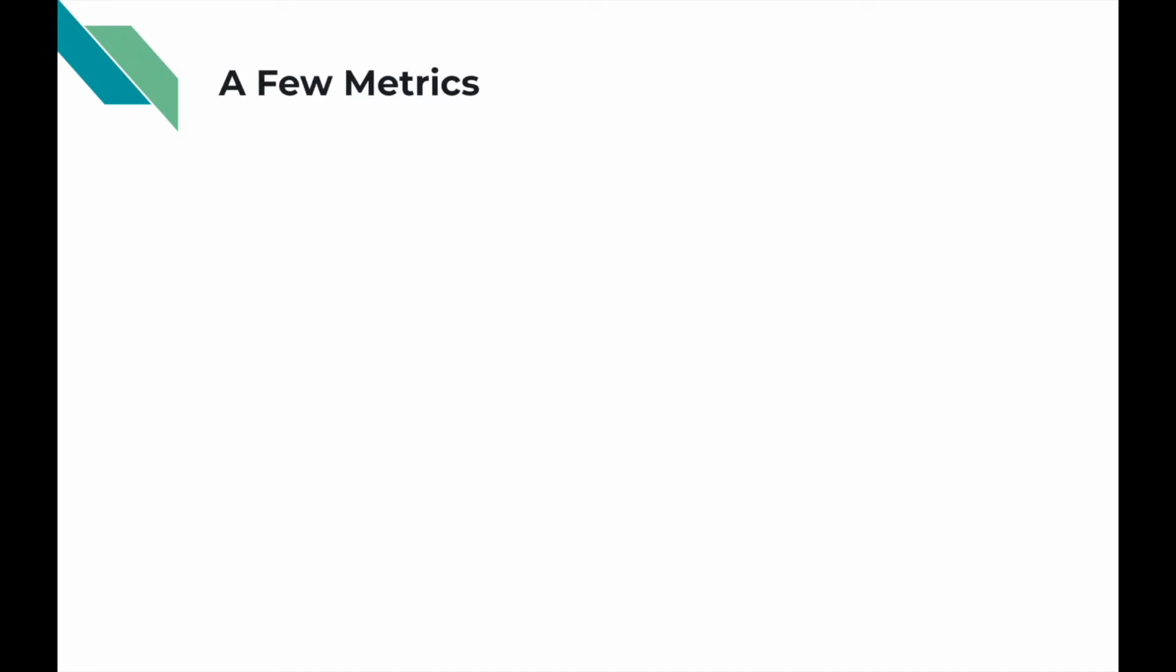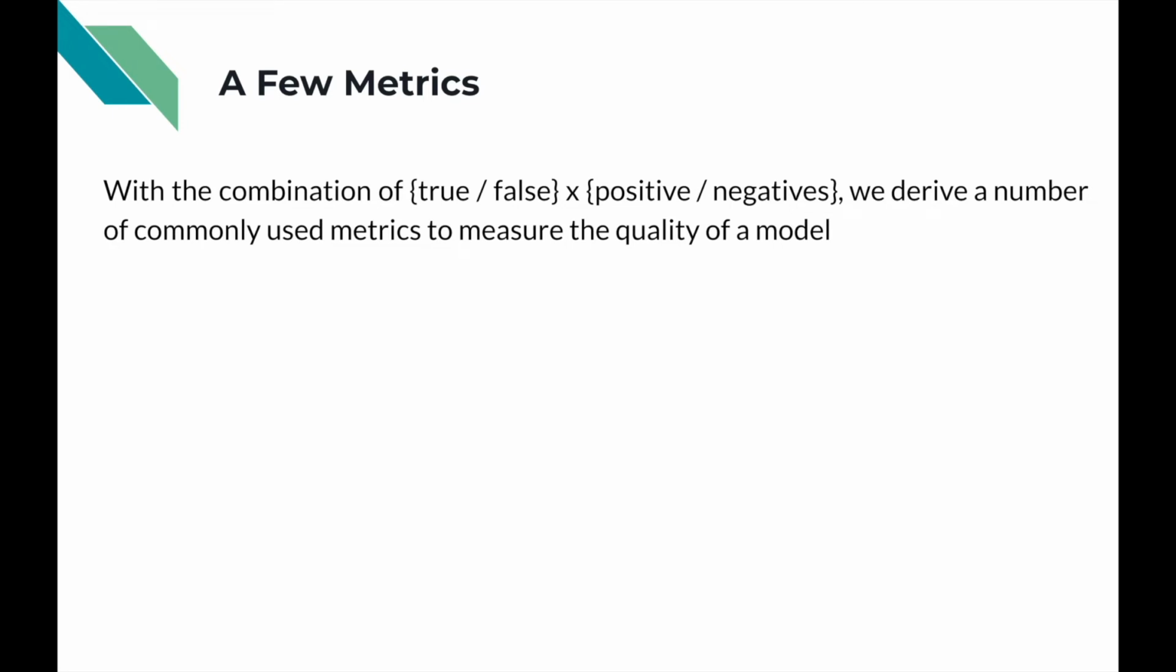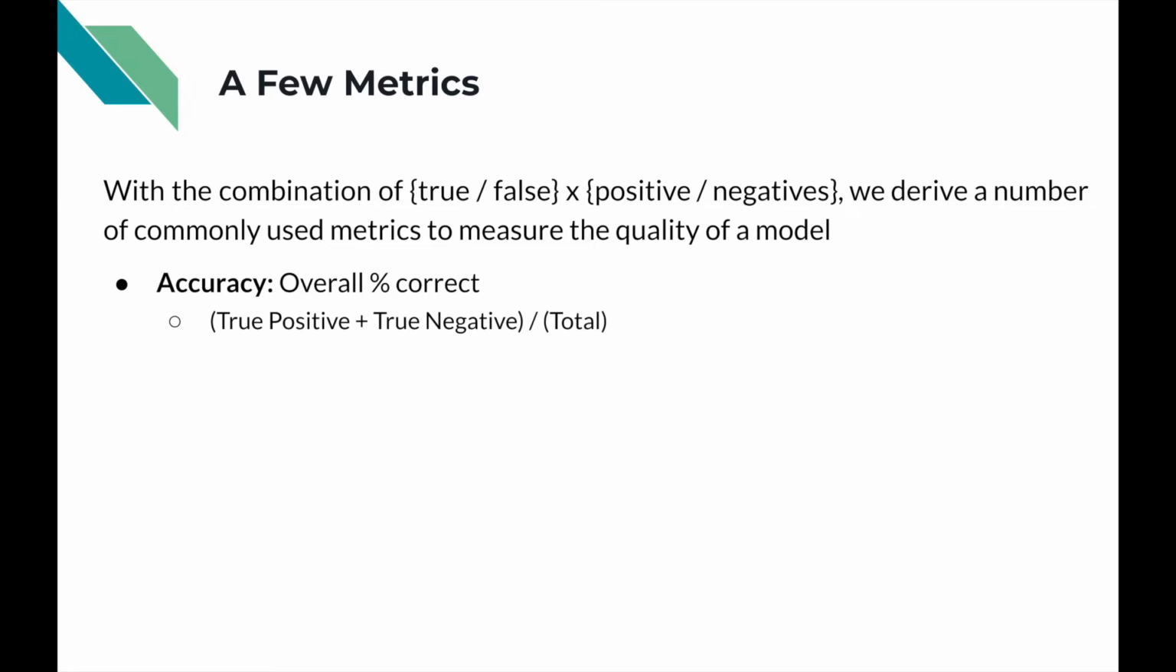When you combine those 4 possible outcomes into ratios, we can derive a number of metrics that range from 0 to 1, where 1 is the best quality model for that particular dimension. The most basic is accuracy, which is the overall percentage correct. The number of true positives can be added to the number of true negatives, and we just take a look at that as a ratio of the total number. We don't necessarily care at all in this case about false positives or false negatives.